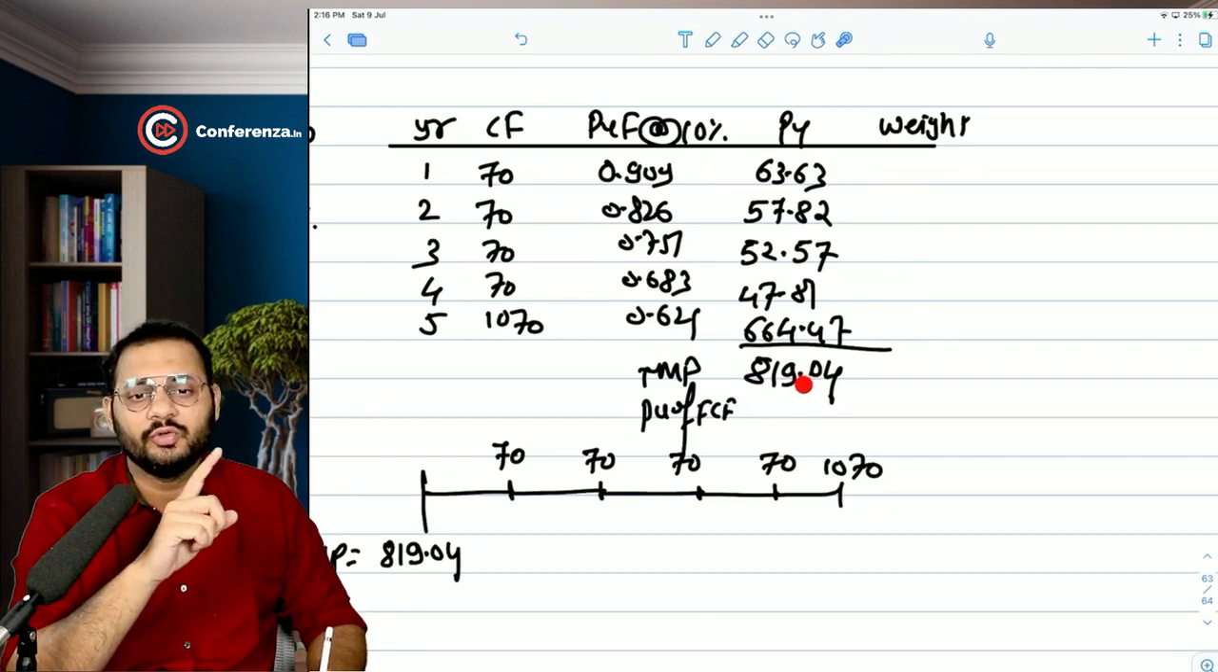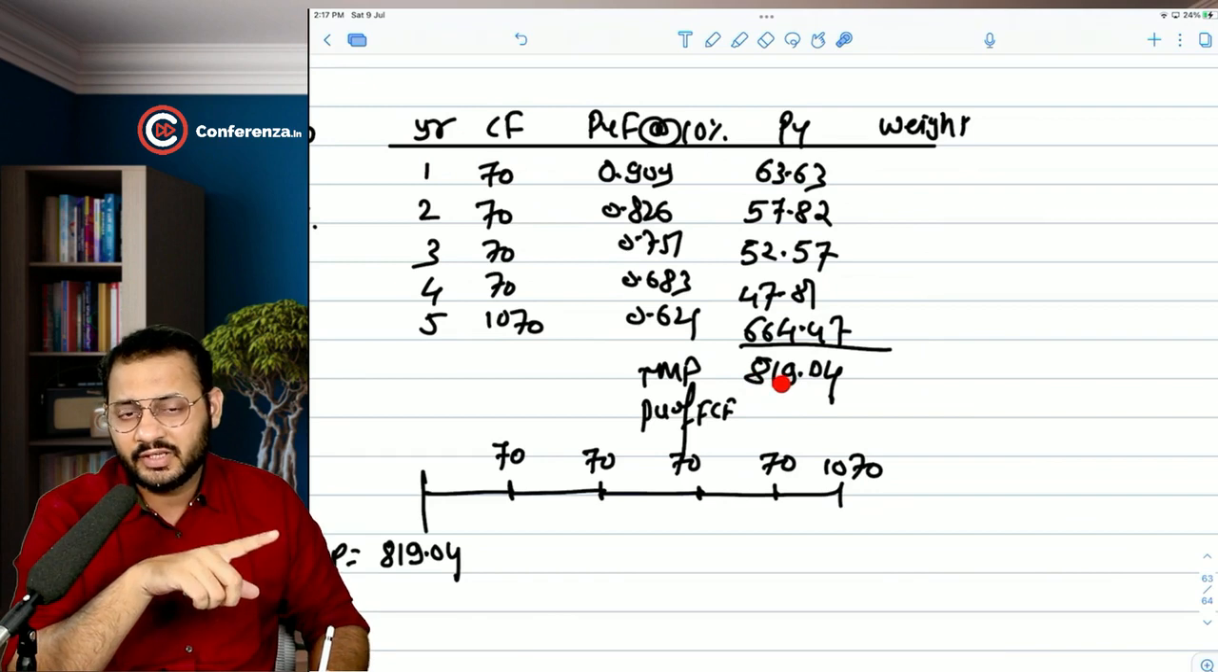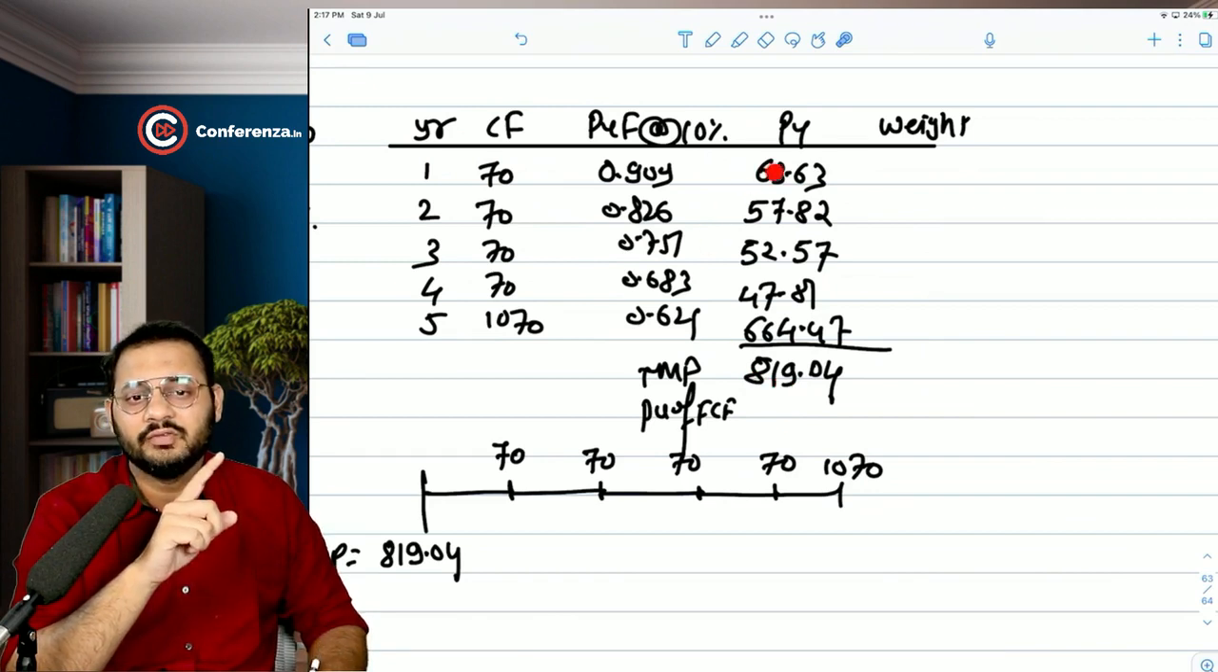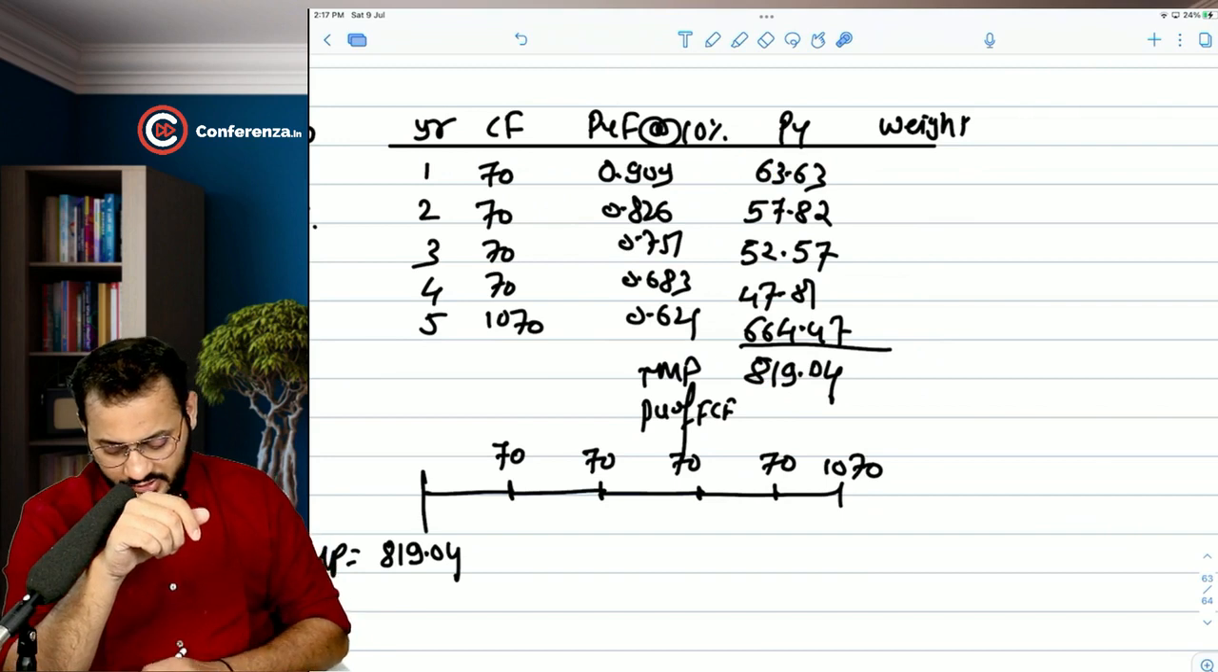If we want to calculate the number of years in which this present value is recovered, we will have to take the weights of these present values also. What kind of weights? Weight of the total. Okay, let's do the calculation.